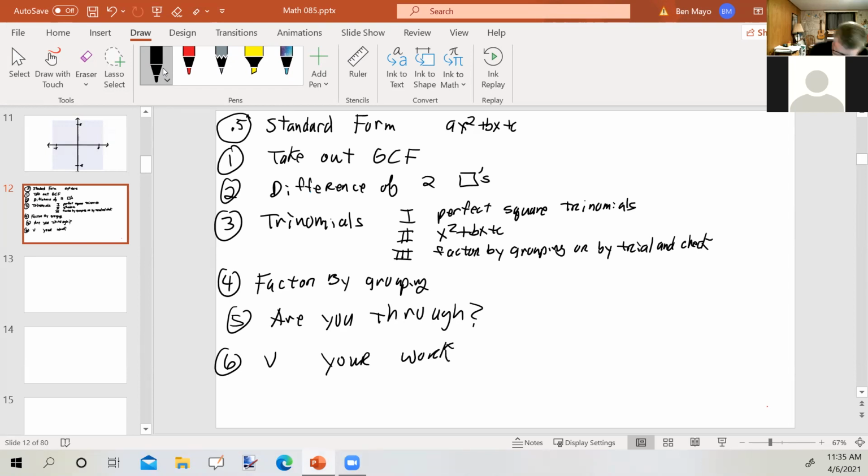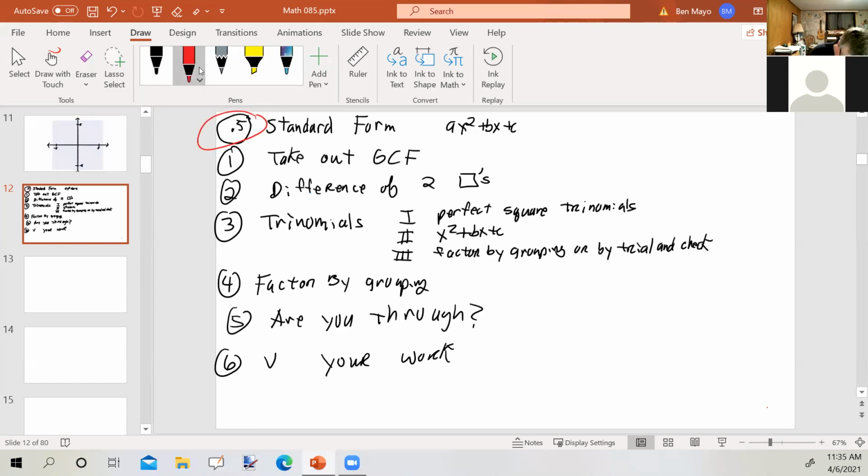Okay, now let me go through this because I also want to add this and put a circle here and around here like that. And what am I doing here? Okay, I start with 0.5 because if 0.5 is standard form, then item number 1 is take out the greatest common factor where you're taking out a monomial. Item number 2, difference of 2 squares, binomials. Item number 3, trinomials. Item number 4, factoring by grouping, typically has 4 terms. So I just did that so that the 1 and the 2 and the 3 and the 4 went well with what those items are.